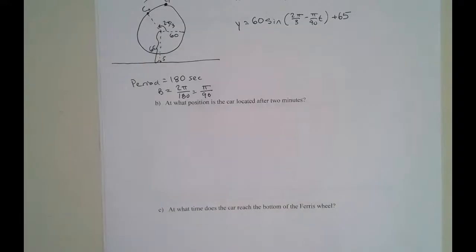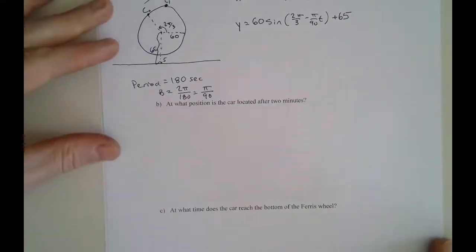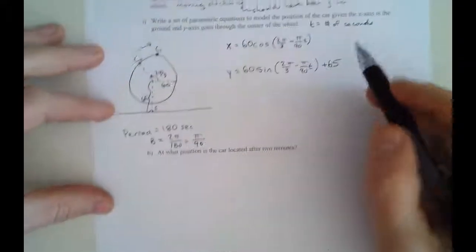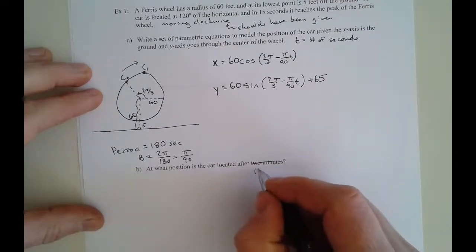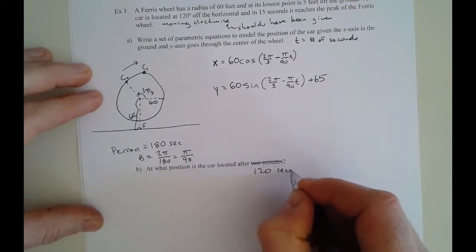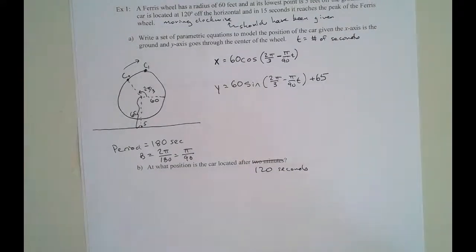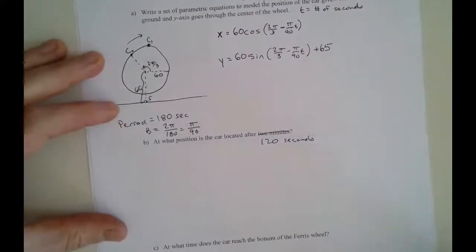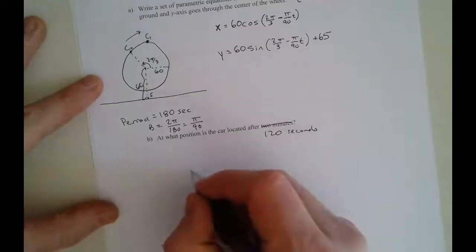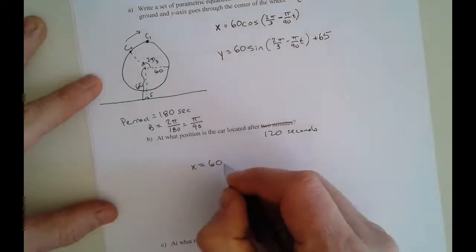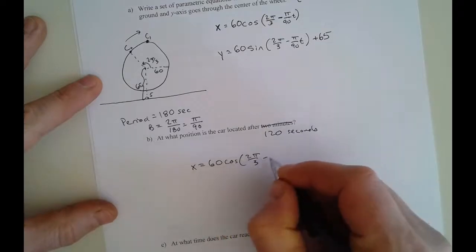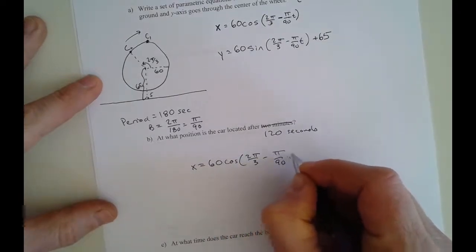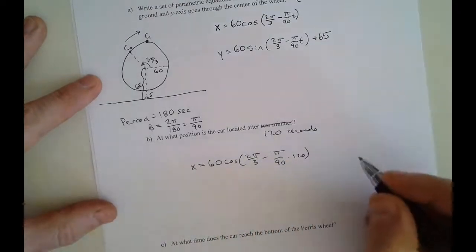Okay, so let's take a look at the next part. At what position is the car located after 2 minutes? So remember, I have my time in seconds here, so I'm going to cross out 2 minutes. I'm going to make it into 120 seconds, so that I don't accidentally plug in 2. If I plug in 2, wrong units there. If you're just looking for the position, then you just plug it in: 60 cosine of 2 pi over 3 minus pi over 90 times 120.